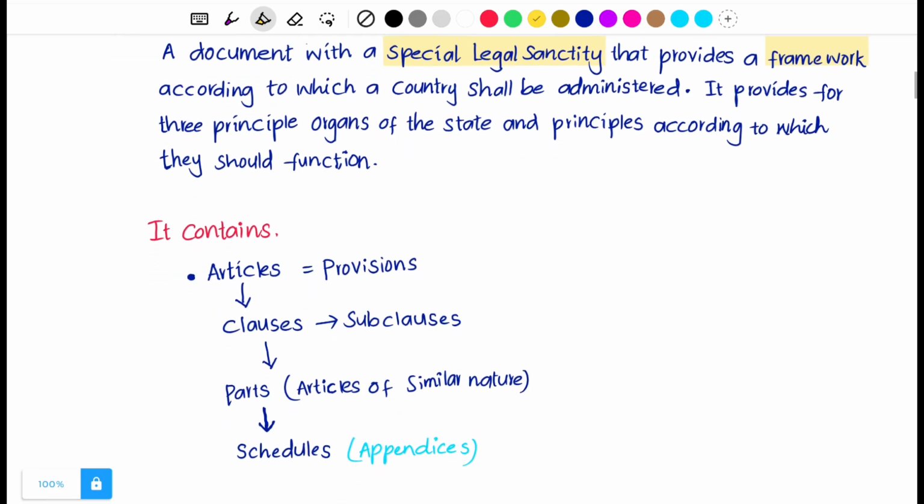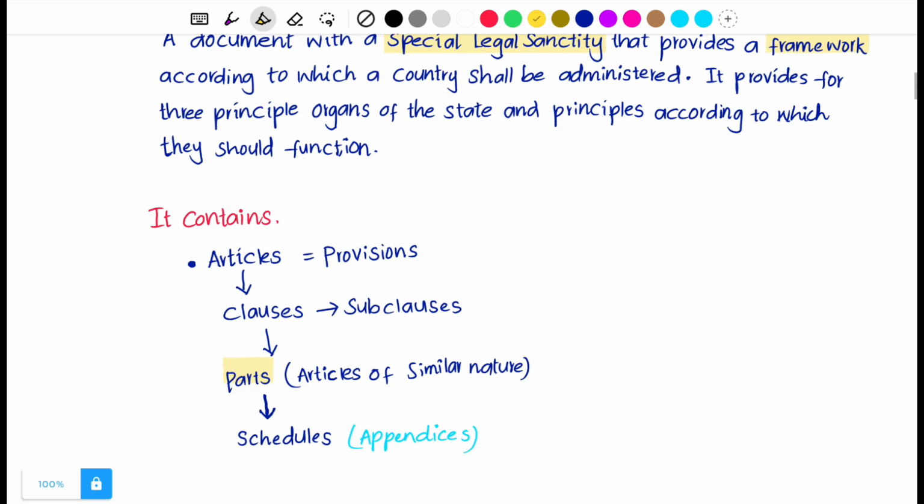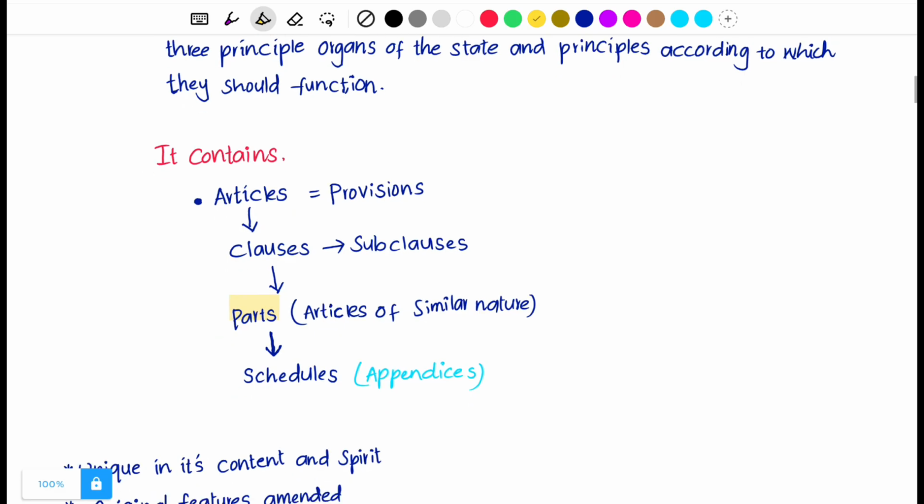Let's understand the word parts. Articles of similar nature, which have similar duties, are grouped into parts, and we also have schedules. At the end of the book, these schedules are appendices or attachments. Let's say they are tables or other forms that are attached at the end of the book. I hope this suffices.